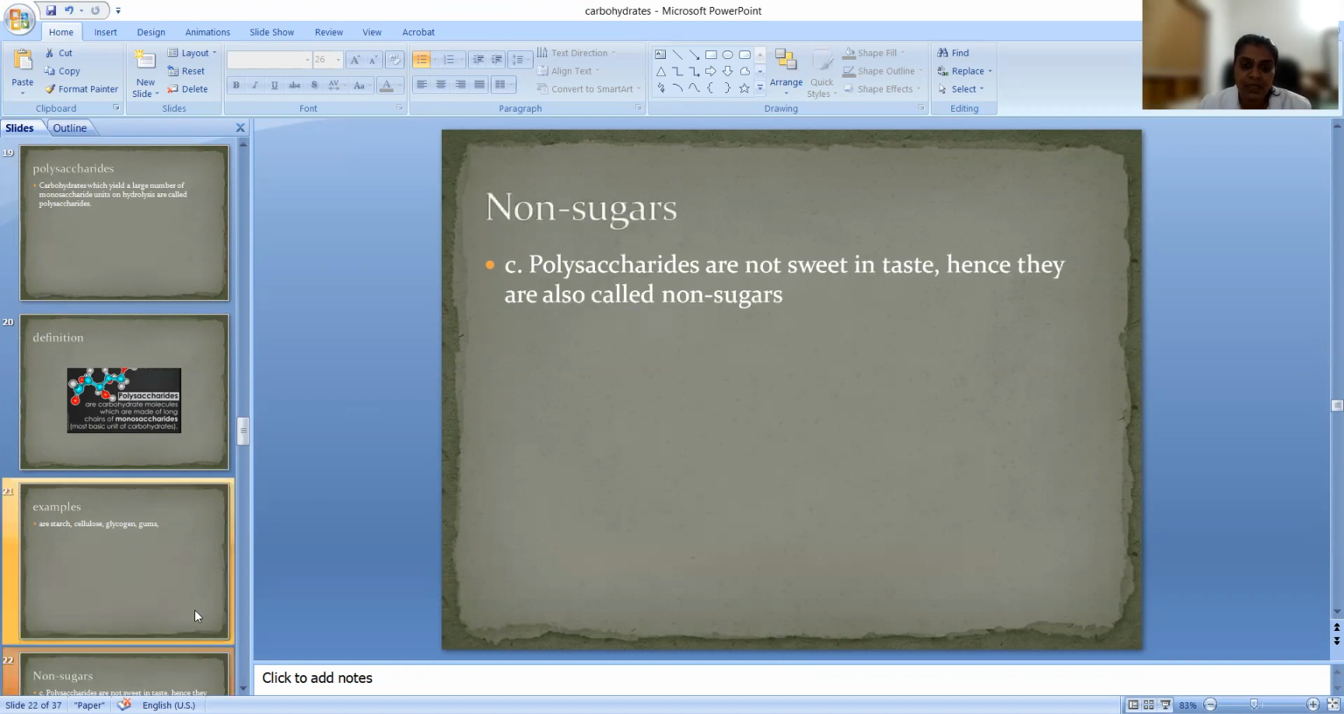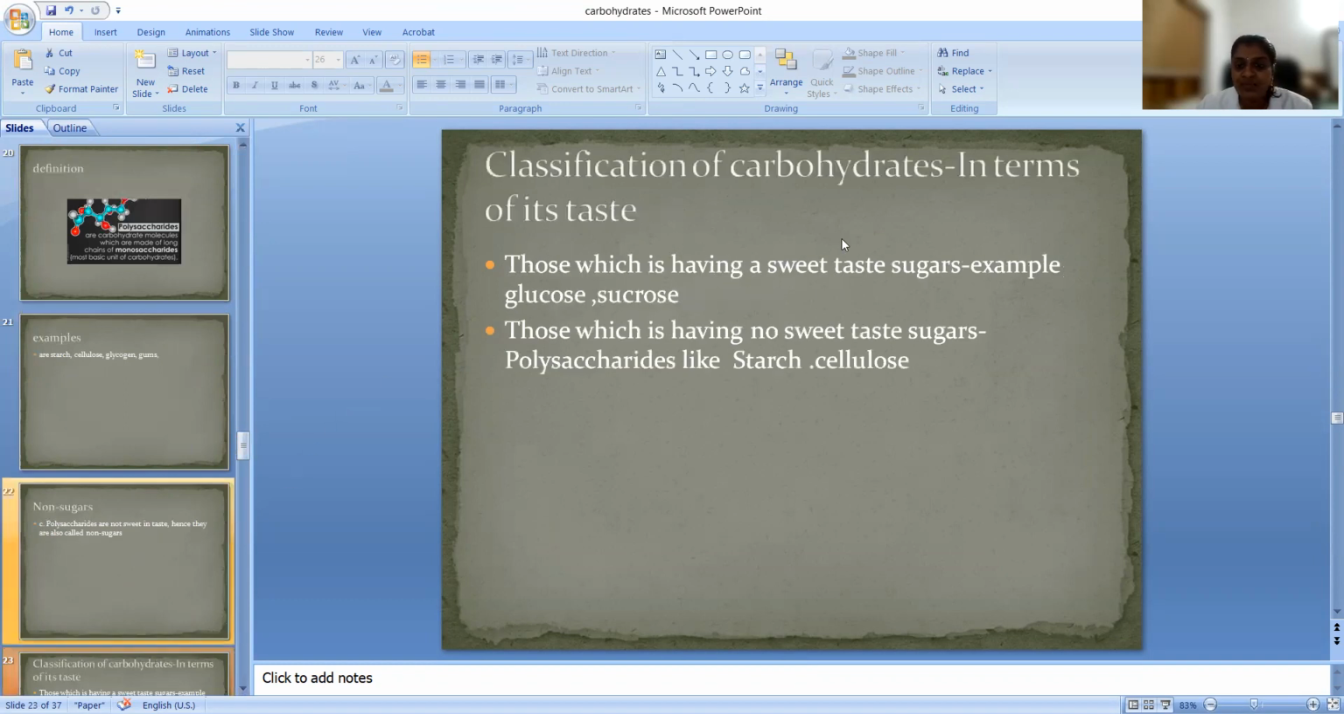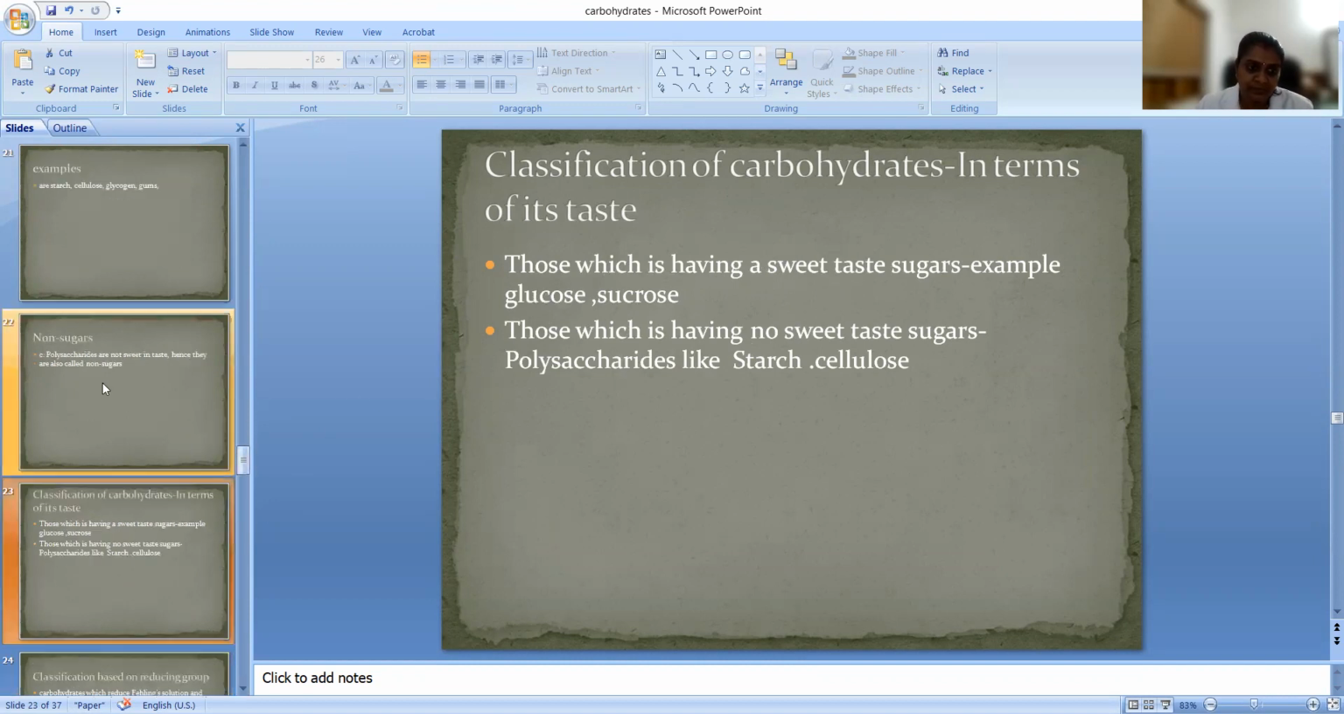Now, what is non-sugar? Already we learned that a carbohydrate which has a sweet taste is called a sugar. Non-sugar means it does not have a particular sweet taste. Then it is called a non-sugar. Now, classification of carbohydrates in terms of taste, that is what we have done now: sugar and non-sugar. Sugar examples are sucrose and glucose. Non-sugar examples are starch and cellulose.